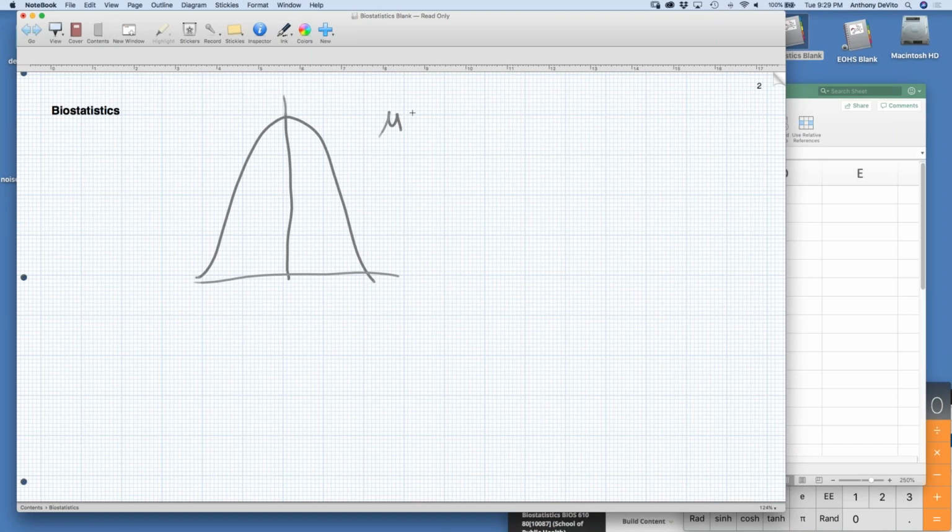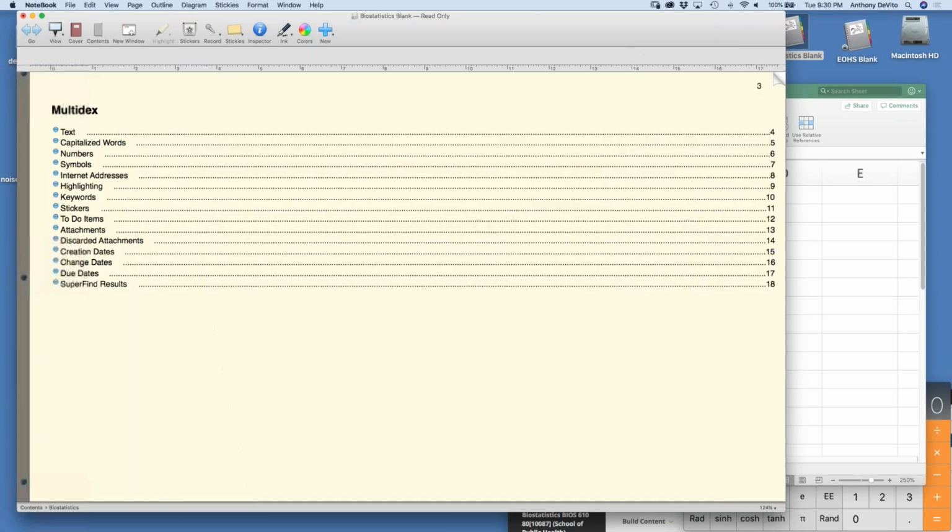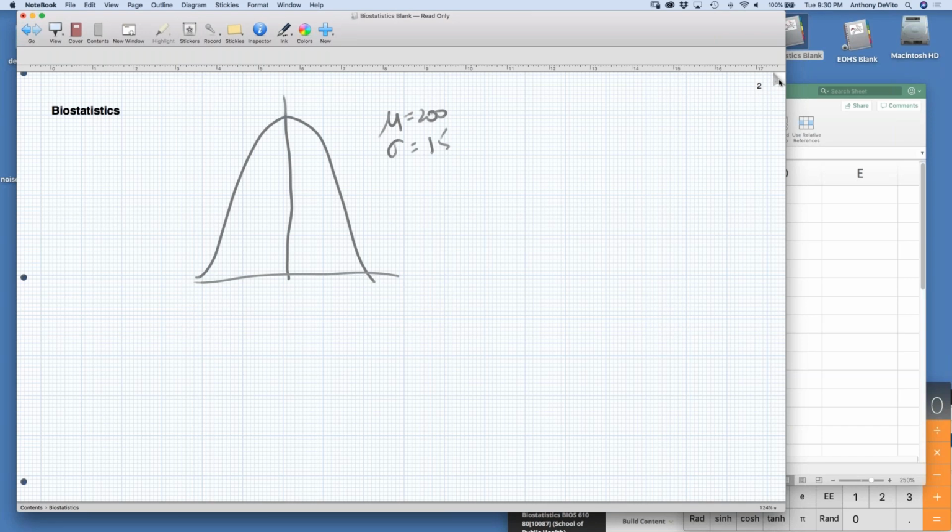Okay, the mean is 200. The standard deviation is 15. Okay, so now, what if I were to ask you, it was all well and good when we used the empirical rule. When we use the empirical rule, it's all well and good to take a look at this and say, okay, 2 standard deviations is this far, and so on and so forth.